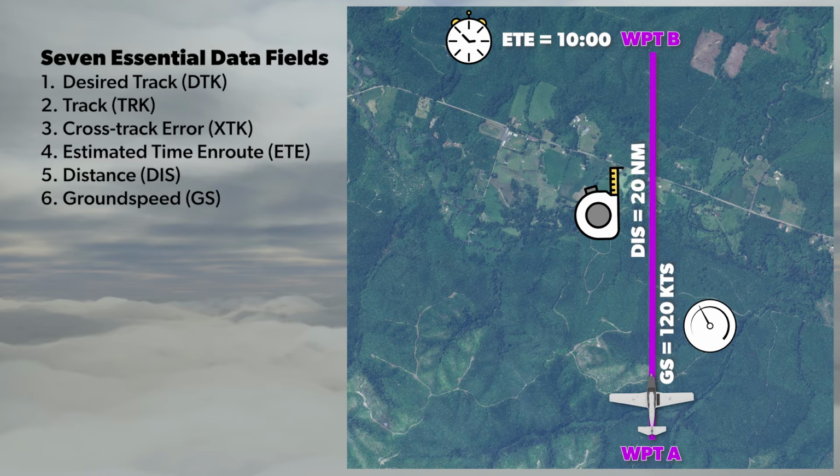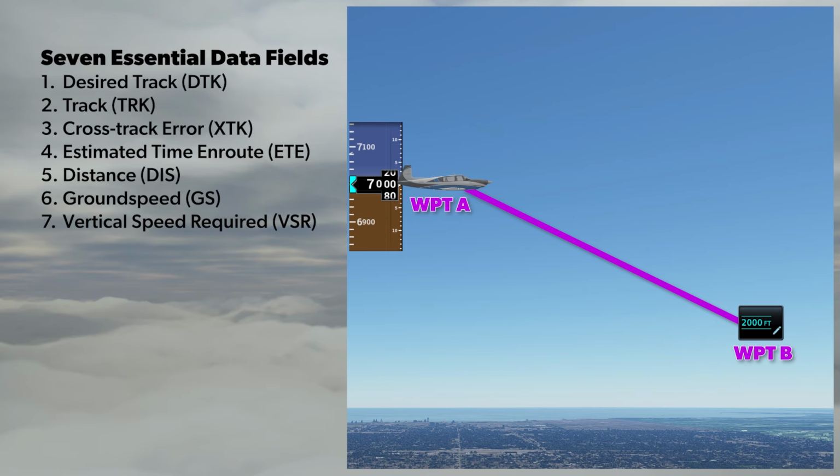You'll want ground speed for its performance and wind implications, and of course for taking pictures of your speed records. If you have VNAV functionality, vertical speed required is essential information. VSR, as it's called, tells you the descent rate required to meet the desired profile and comply with any altitude constraints in the flight plan.